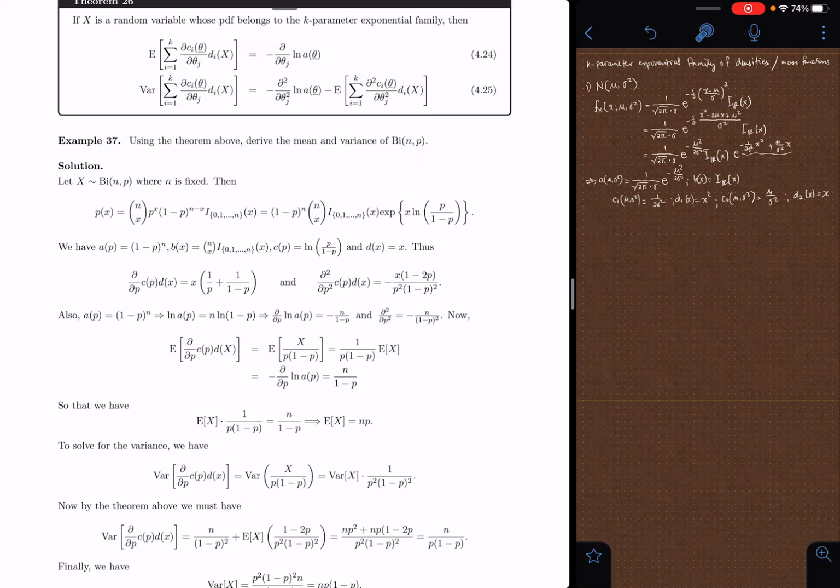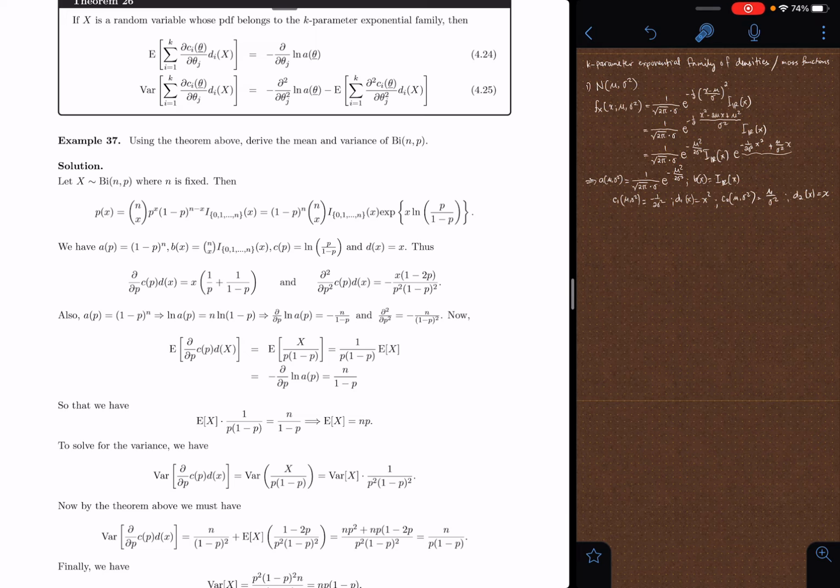Now, kunin muna natin yung ln ng a of p. Since a of p is 1 minus p to the n, pag i-ln natin siya, magiging n times ln of 1 minus p. Therefore, the partial of that with respect to p is equal to the negative of n over 1 minus p. And the second partial of that with respect to p, or partial squared over partial p squared, is equal to the negative of n all over 1 minus p squared.